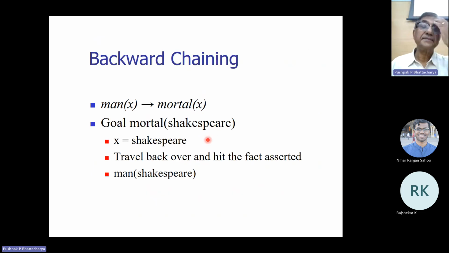In backward chaining, we are required to prove Shakespeare is mortal. That is our goal. So we take the goal mortal Shakespeare and match it with the right-hand side of the given rule, man X implies mortal X. Now X gets instantiated to Shakespeare. We carry the instantiation to the left-hand side. We get man Shakespeare. And indeed, in the knowledge base, man Shakespeare is asserted already. And therefore, this goal has been proved. Forward chaining and backward chaining: in forward chaining, we start from facts and go to the goal. In backward chaining, we start from the goal and arrive at the facts.